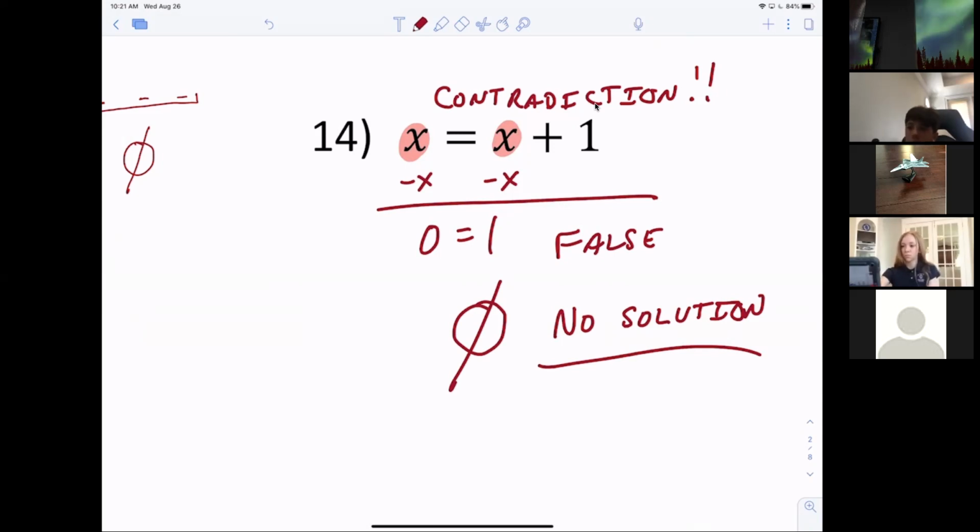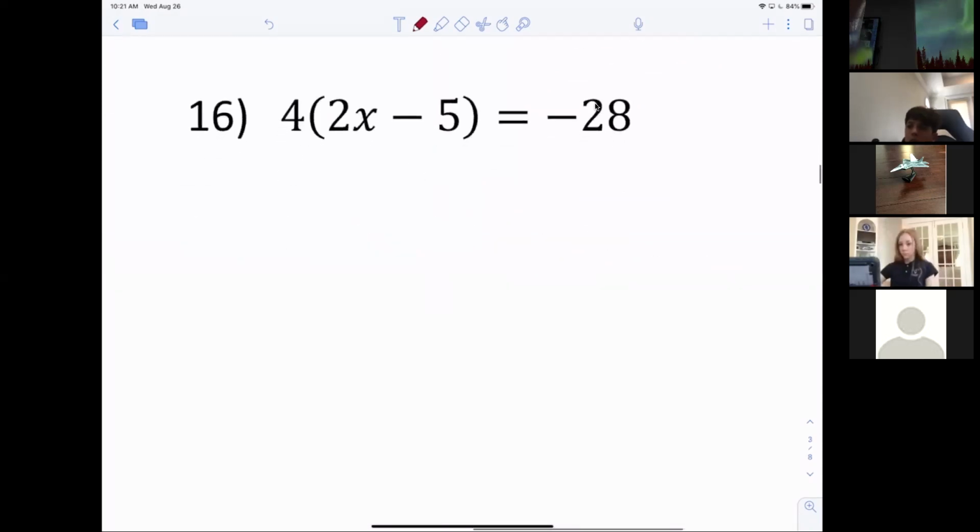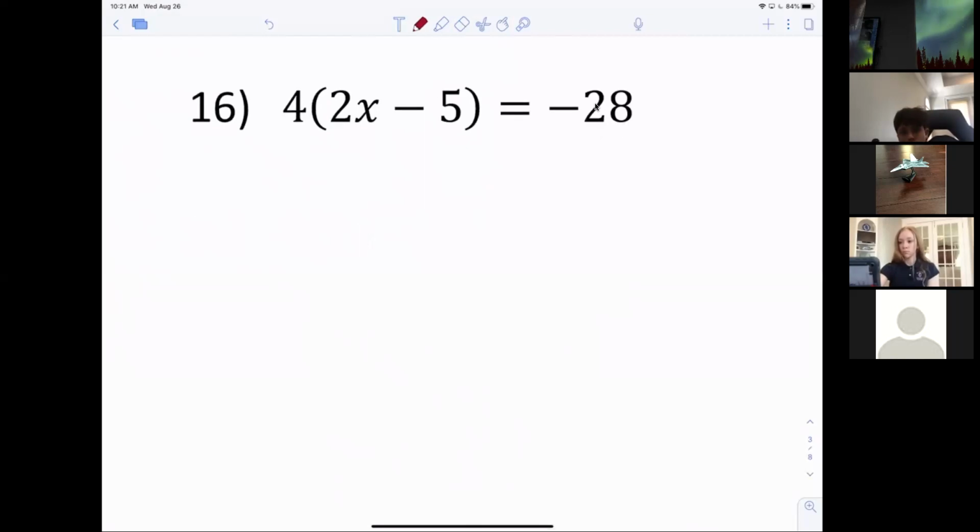All right, let's have some more fun. All right, here we go. 16. All right, who can tell me what's a quick way to do this? What can I do first? Distribution. Yeah. But it's a little quicker if I do what? Division. By 4. The reason why I can divide by 4 is because of this. 4 and 28. 28 is divisible by 4. So it'd be nice to keep the number small by dividing by 4. So 2x minus 5 equals what?